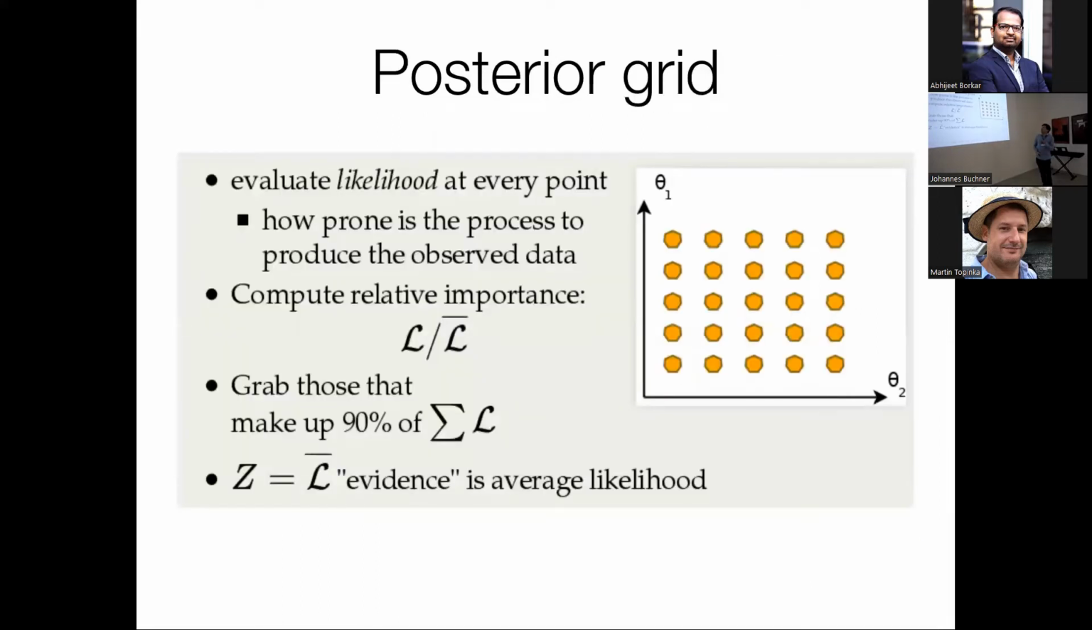Okay, so how do we actually go about computing things like that? As I said, we produce grids. So here is a two-dimensional parameter space. You make a grid, let's make it uniform, and you evaluate the likelihood everywhere. And then you ask, where is most of this probability ending up? So you could identify the region here that contains 90% of the probability. You can also compute the evidence by taking the average of these likelihoods.